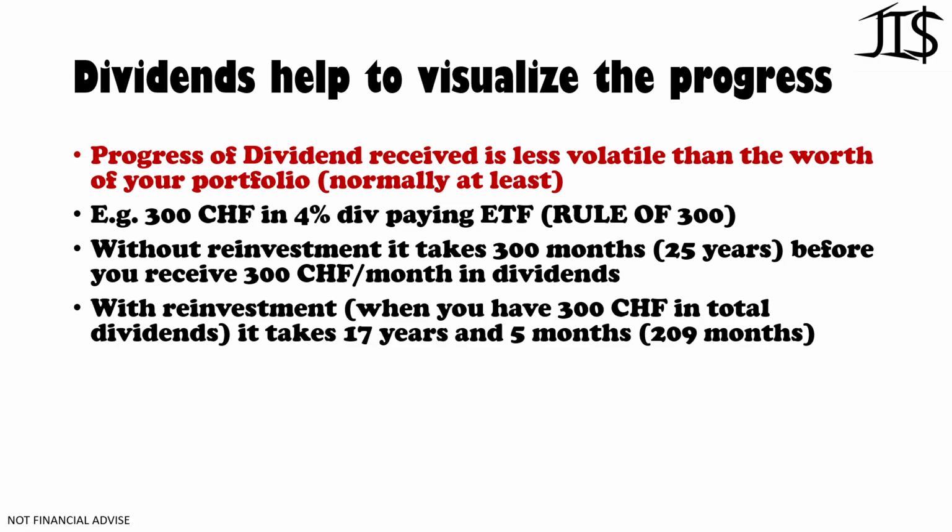But if you reinvest your dividends, so every time when you have 300 Swiss francs gathered up in dividends, you also invest those that month. So in those months you invest 600 Swiss francs. It takes 17 years and 5 months, so 209 months, to reach 300 Swiss francs per month in dividends. So this means that you have 7 years and 7 months knocked off the total needed to reach 300 Swiss francs per month.